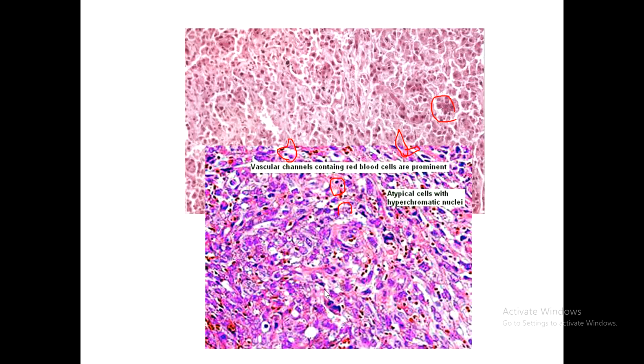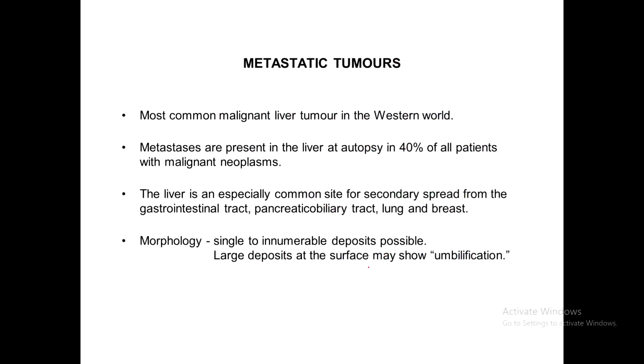So there is no, my dear students, just remember this, there is no gland formation, which is the important pathognomonic feature of the cholangiocarcinoma. There is no plump hepatocyte here, and the only thing that we have here are our endothelial cells and the dilated vascular channels, and these are very atypical cells with hyperchromatic nuclei.